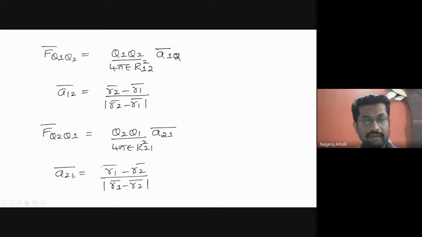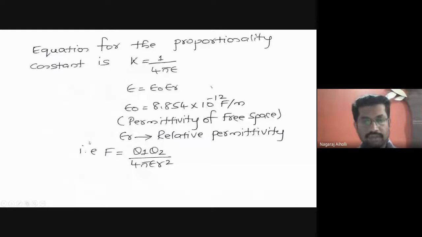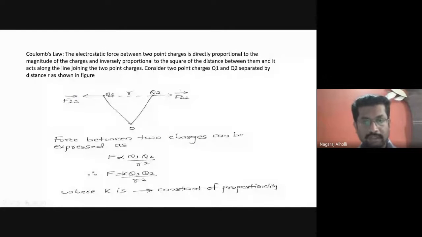Therefore, again we have A21 bar, this time it is R1 minus R2. We are finding the force due to Q2 on Q1. That is given by destination minus source, R1 minus R2, divided by their magnitude, magnitude of R1 minus R2. That is R1 vector minus R2 vector divided by the magnitude of the difference vector, magnitude of R1 vector minus R2 vector.